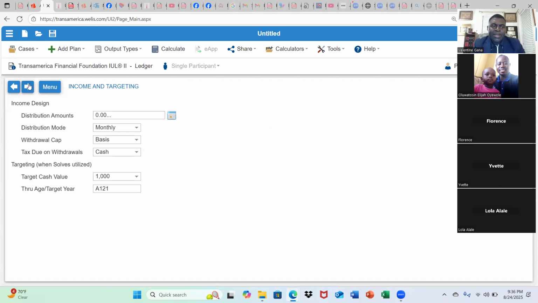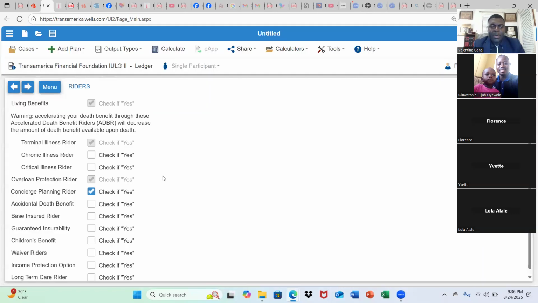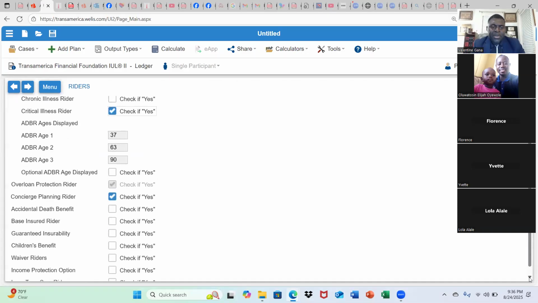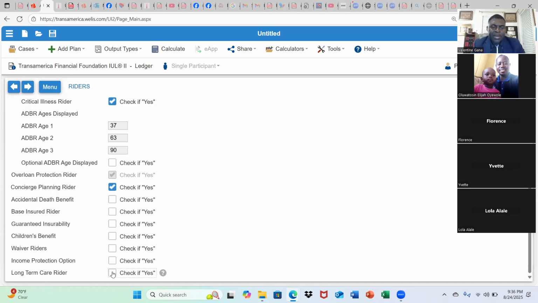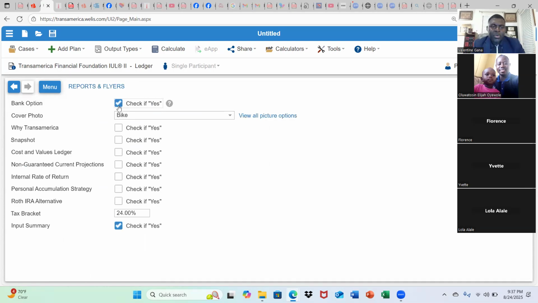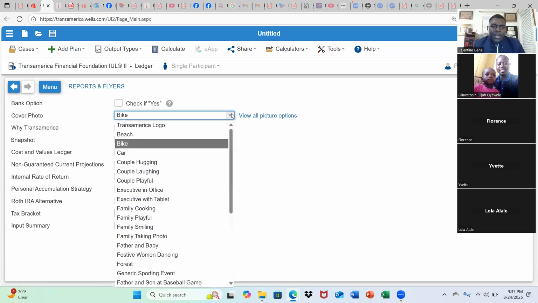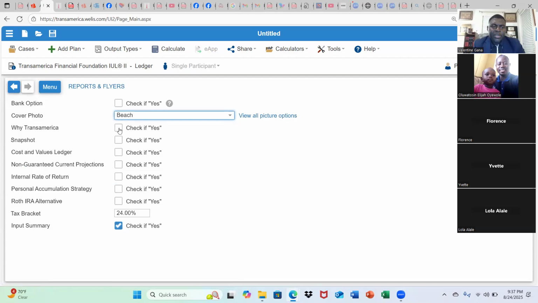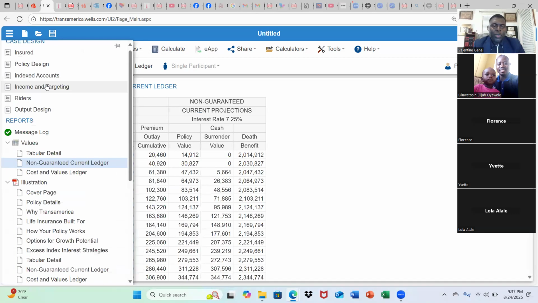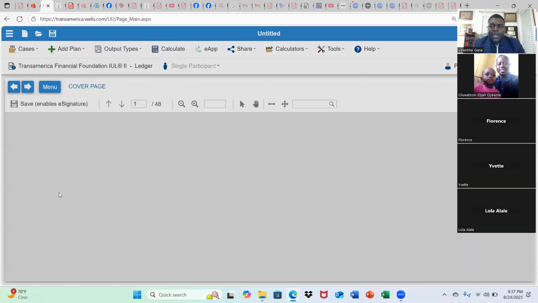We don't worry about income and targeting, but they can take income out of this policy at retirement. For riders, let's give them critical illness, and let's give them long-term care as riders. Let's see how we want our report to look. Let's have a picture of the beach. And let's check these 4 values here. And let's go calculate to see what the premium is for a $2 million policy for Moshood Abiola, age 35.